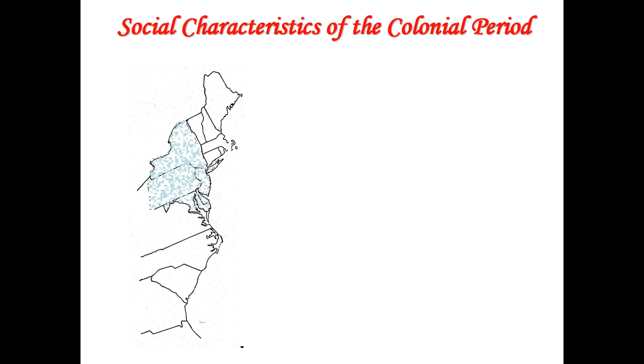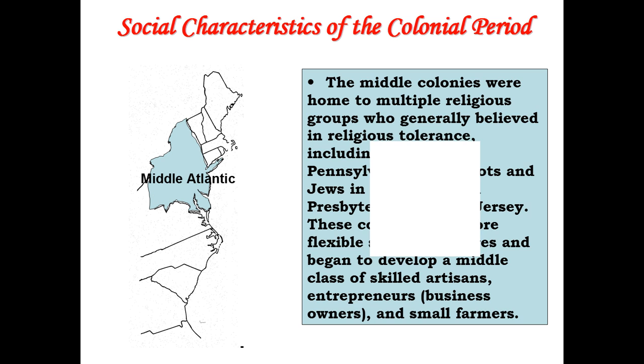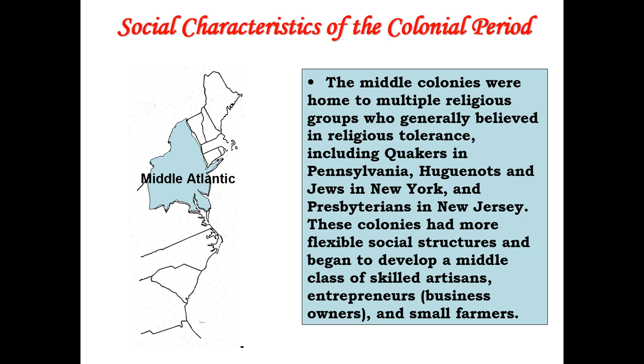All right, the Middle Atlantic colonies. Again, remember the key letter here is M. The middle colonies are the mix. They are home to multiple religious groups. We're talking the Quakers in Pennsylvania, the Huguenots and Jews in New York, and the Presbyterians in New Jersey. These colonies had more flexible social structures and began to develop a middle class of skilled artisans, entrepreneurs, and small farmers. So this is the area that people went to be tolerated.